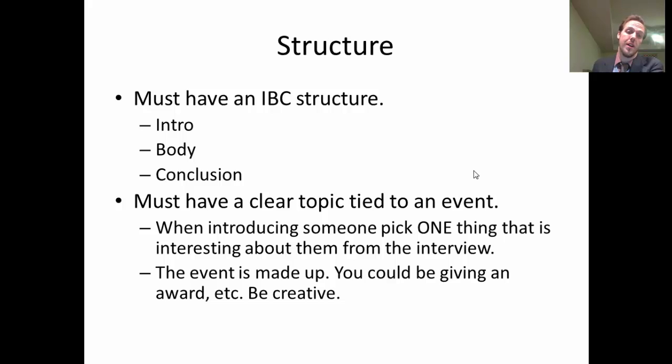Right, so it also has to have a clear topic. So the example that I gave was weightlifting. That's a pretty clear topic. Don't go all over the place like, oh, they like this, they like that. That's too much for one speech. Pick one thing that you find interesting.